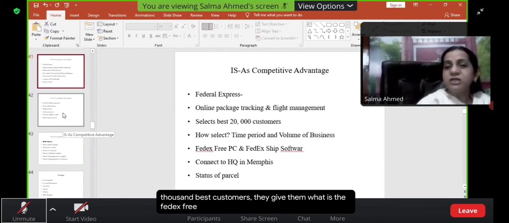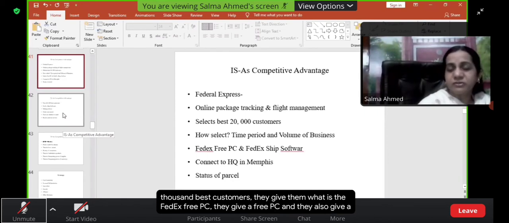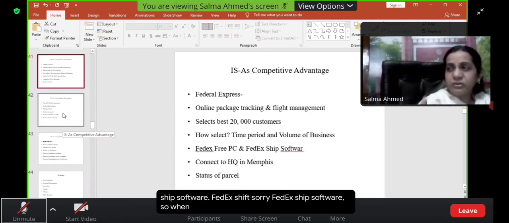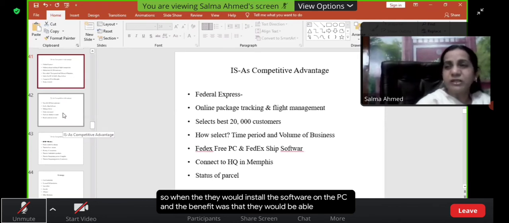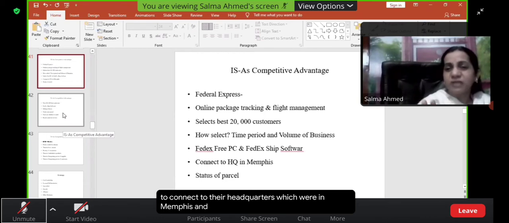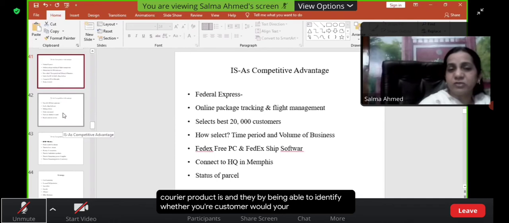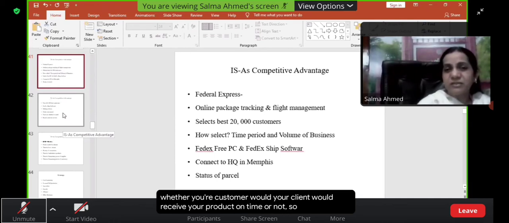They give a free PC, and they also give the FedEx ship software. When they installed the software on the PC, the benefit was that they would be able to connect to their headquarters, which were in Memphis, and by feeding the courier package number, they would be able to identify the status of the parcel. That is where your courier product is, and thereby identify whether your client would receive your product on time or not. So this is another example of innovation.